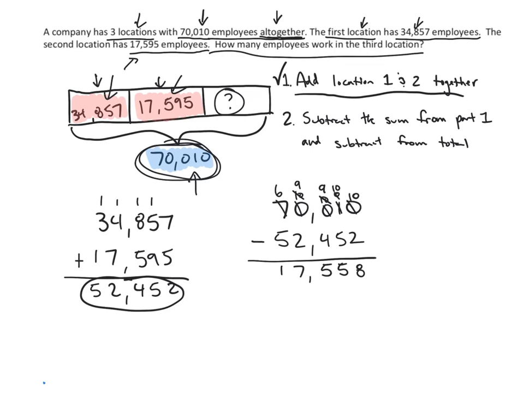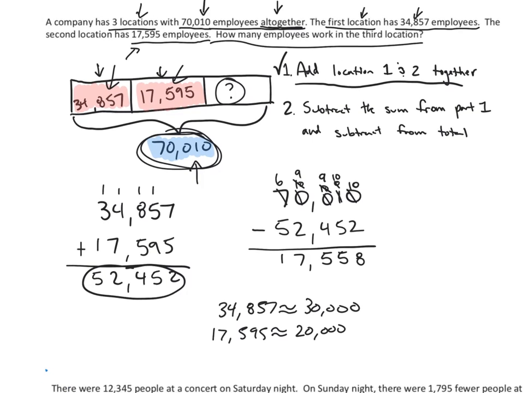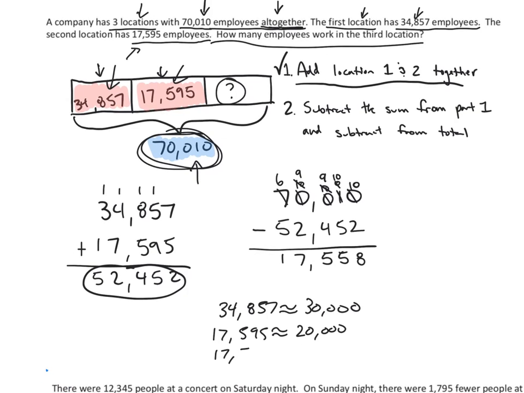So I'm going to round each one to the nearest 10,000, so 34,857 is approximately 30,000. 17,595 is approximately 20,000. And 17,558 is approximately 20,000. So if I add these 3 together, 30,000 plus 20,000 plus 20,000, it's approximately 70,000, which is super close to my original total, so I know that my answer is correct.